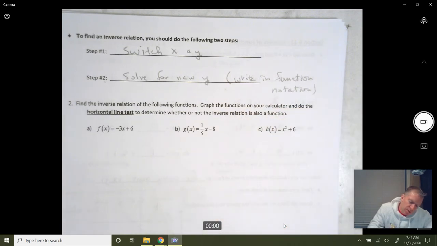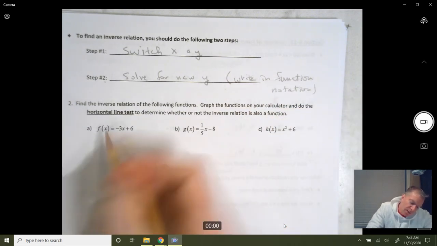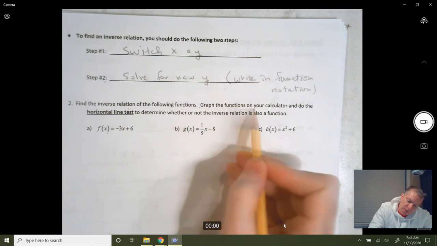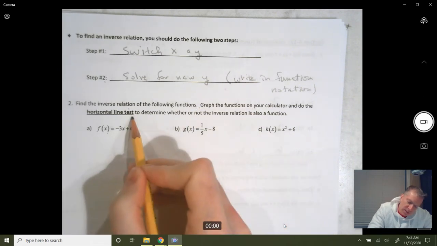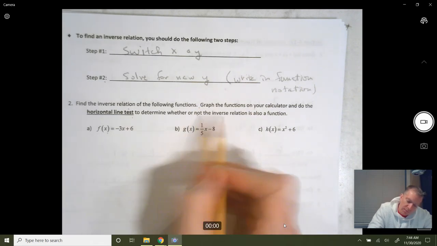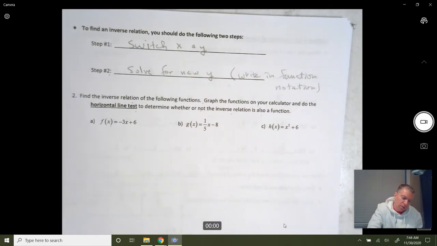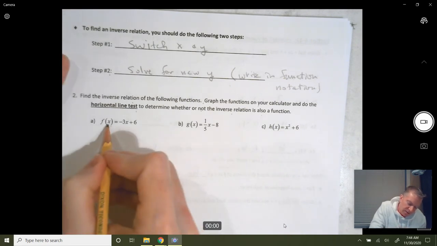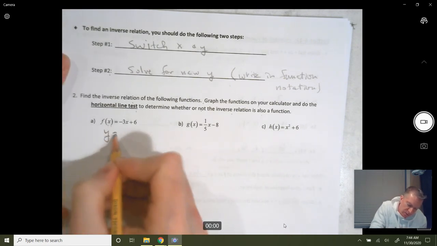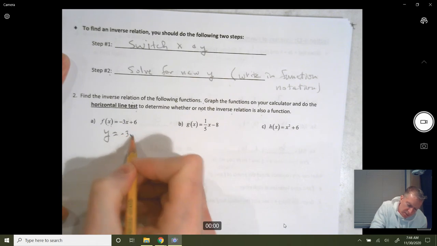Okay, so first, to find the inverse relation for each function, graph the functions on your calculator and do the horizontal line test to determine whether or not the inverse relation is also a function. But we're also going to go through these two steps. So this f of x, that's just your y. y equals negative 3x plus 6.